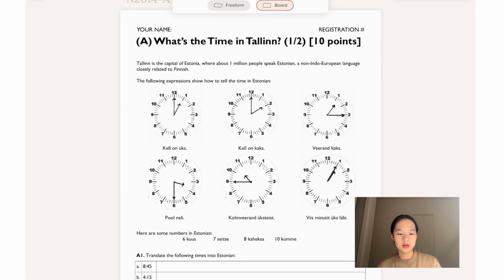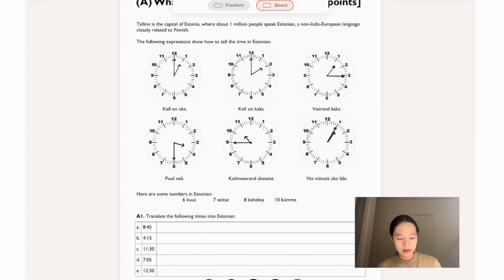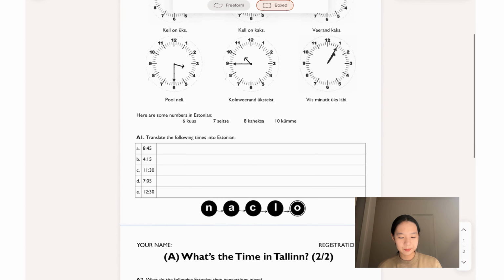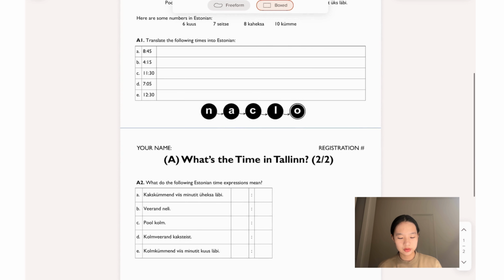So this problem is called What's the Time in Tallinn, which is the capital of Estonia. And we are given 6 clock faces with their Estonian time expressions below. We're also given some numbers in Estonian. Question 1 asks us to translate the times into Estonian, while question 2 asks us to give the time given the Estonian time expressions. And this type of problem, like the format, is called a Rosetta Stone puzzle.